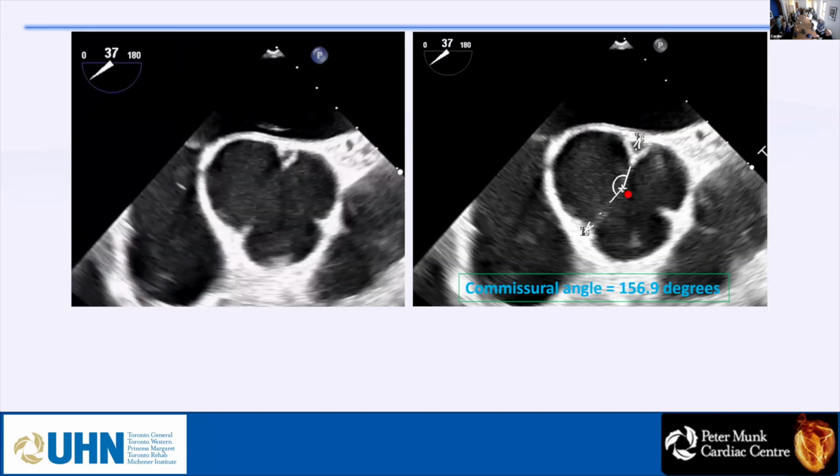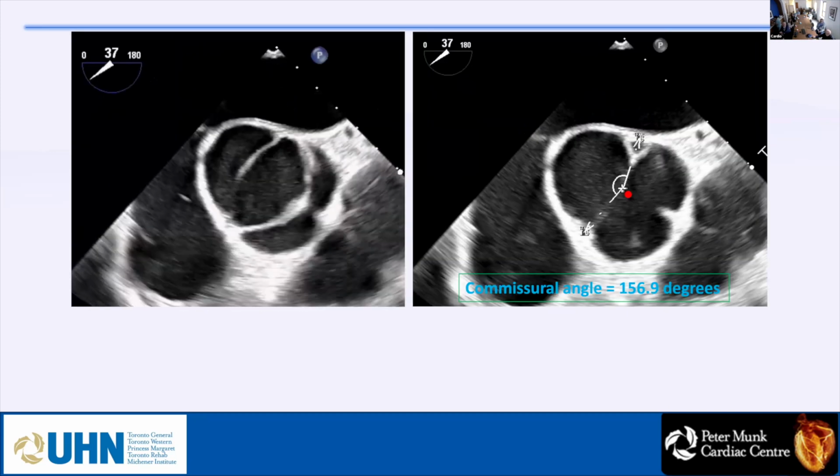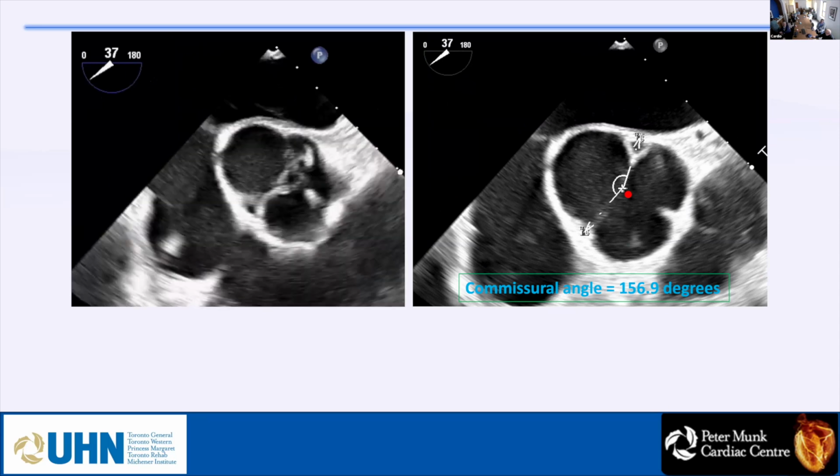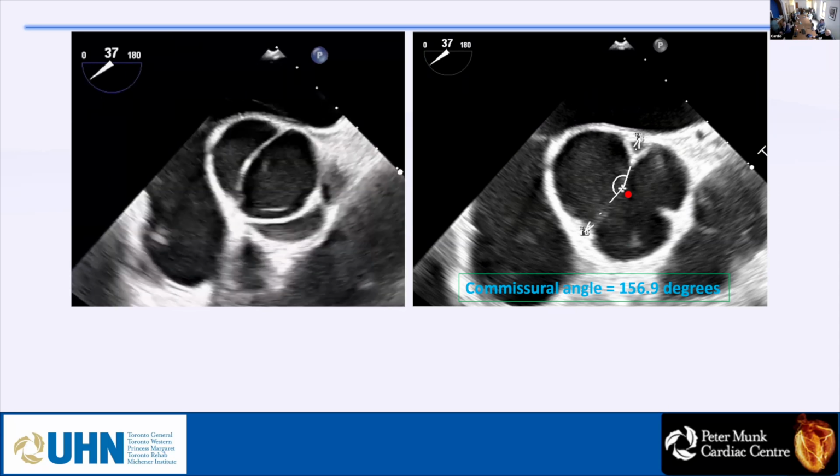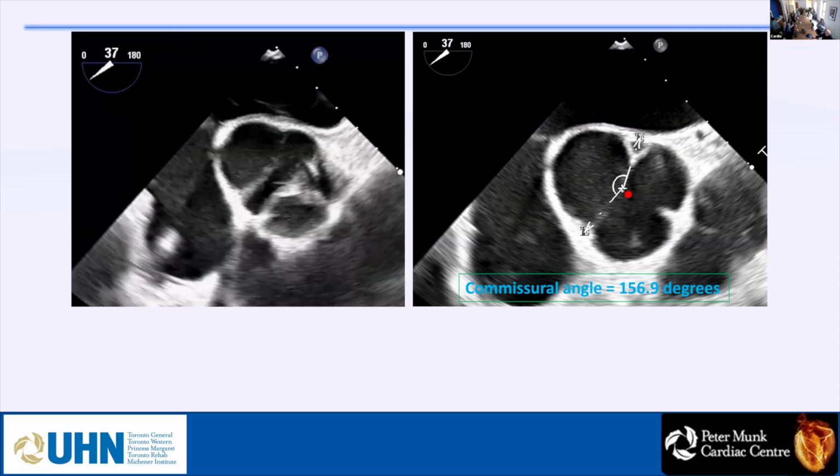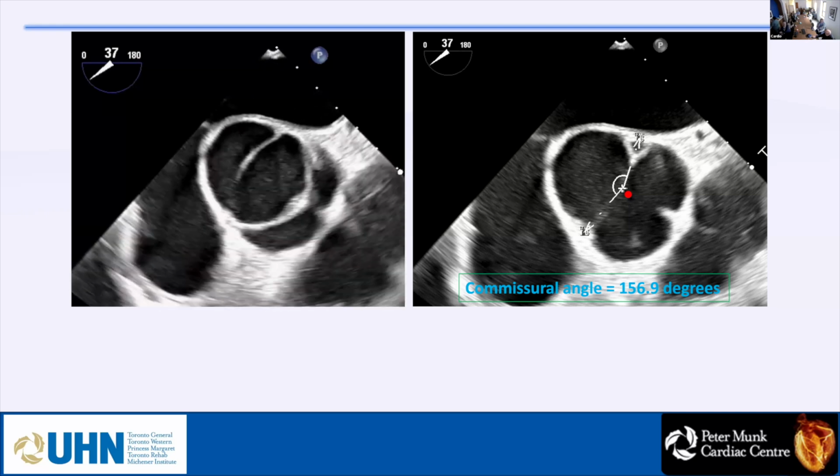This angle is very important. We should measure it in the OR. We call it the commissural angle. We measure it in a closed position. We put a dot in the center of the circle and take the angle. This measurement is in our echo machine.